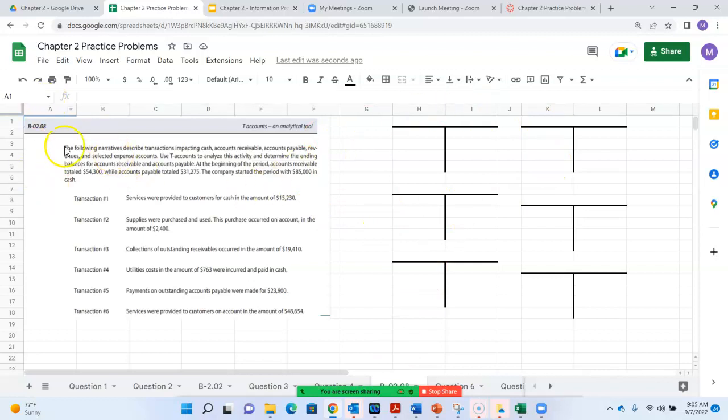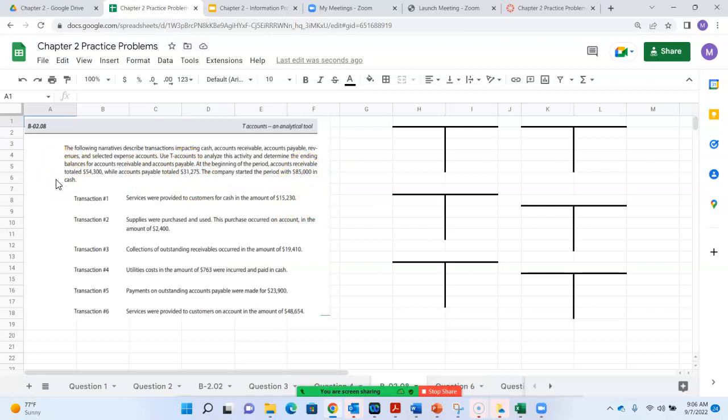Okay, so this comes from our ebook, and we're learning about T accounts as an analytical tool. The following narratives describe transactions impacting cash, accounts receivable, accounts payable, revenues, and selected expense accounts. So this problem's pretty nice. They even tell us which accounts we're going to need to use. Using T accounts, analyze this activity and determine the ending balance for accounts receivable and accounts payable. And they also tell us at the beginning of the period, accounts receivable is this much and accounts payable is this much. And we have this much in cash.